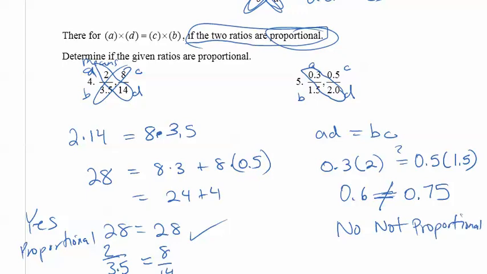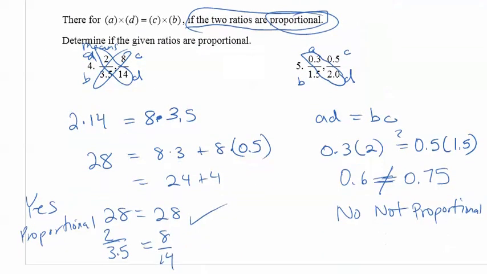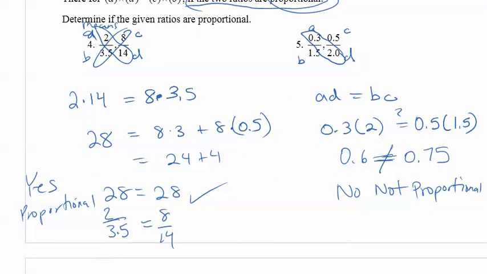I hope this has been a quick way to show you how you can use the means and extremes property to determine if two ratios are proportional. You can use this throughout when you're solving, because if you know that two ratios are proportional, then you know that the product of their means and extremes should be equal. So you can use that to find a missing value if you need to.